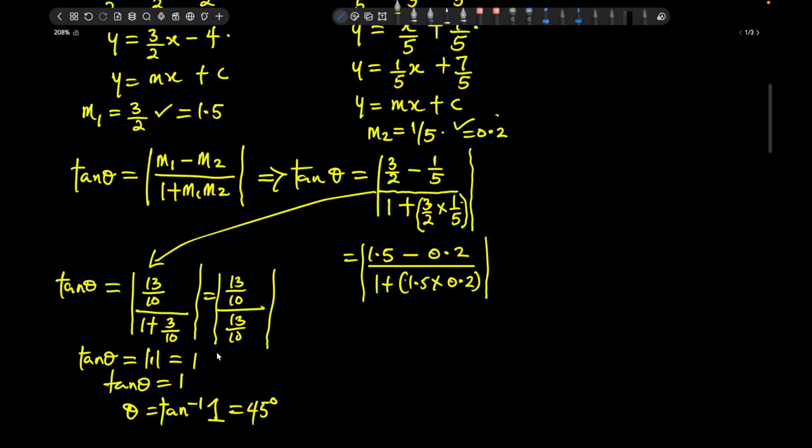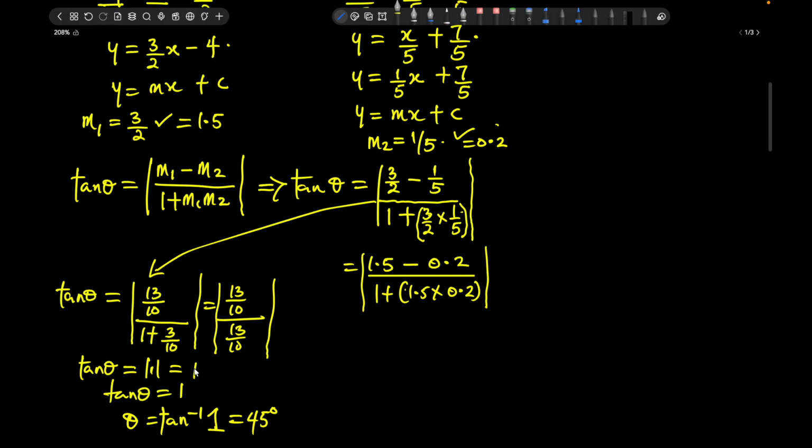Now if you don't like the fraction part, you are very confused with this fraction thing, you can just stick with your decimal. I believe many people will be happy about that. You can stick with decimal, and what you are going to be having at the top here for decimal is going to be 1.3, which is 1.5 minus 0.2 over 1 plus 1.5 times 0.2 is 0.3. Don't forget that there is a tan theta here.